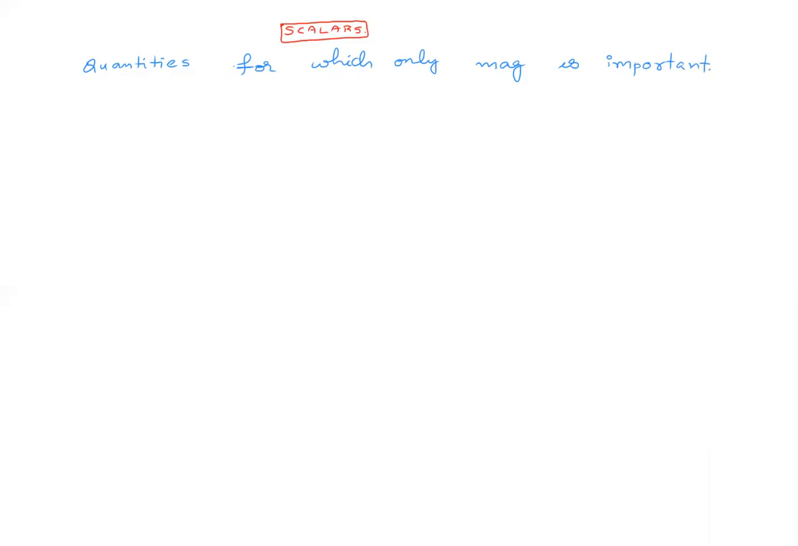Direction is not so important. For scalar quantities, there is only magnitude, that is a number. Direction is not significant. Significant means it does not imply anything, or it does not give something meaningful.